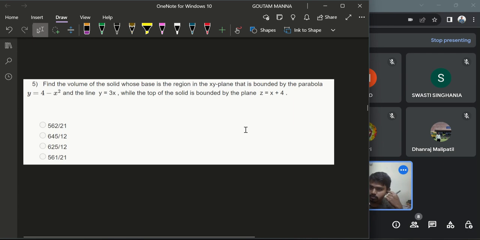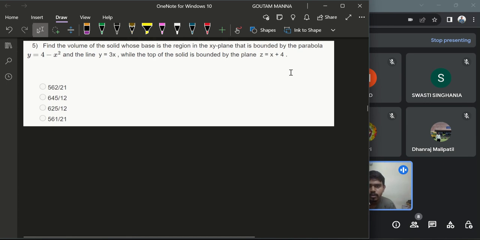So the next problem is we have to find out the volume of the solid whose base is the region in the xy plane that is bounded by the parabola y equals 4 minus x square and the line y equals 3x, when the top of the solid is bounded by the plane z equals x plus 4.